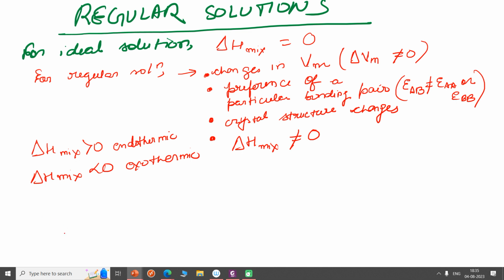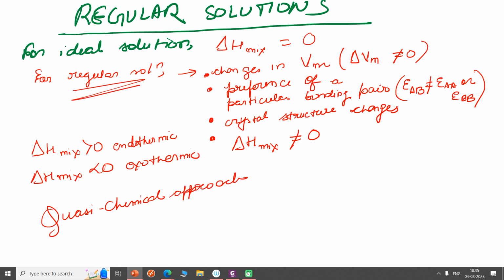Okay, so then in this case we apply a concept called the quasi-chemical approach. So for regular solutions, we apply this quasi-chemical approach, wherein we assume all the changes happen. The changes that we have mentioned here, they all are allowed, which were forbidden in the case of the ideal solution.